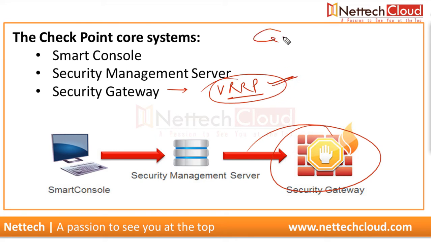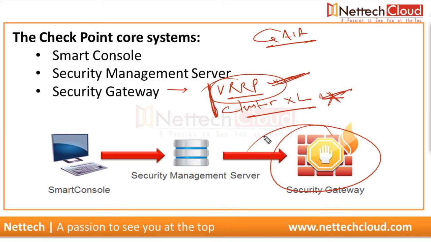The Gaia operating system supports VRRP, and another solution here is ClusterXL clustering, which is the preferred redundancy method, recommended even by Check Point. So for gateway redundancy, we can configure either VRRP or ClusterXL, and for the management server there can be a secondary management server for redundancy.